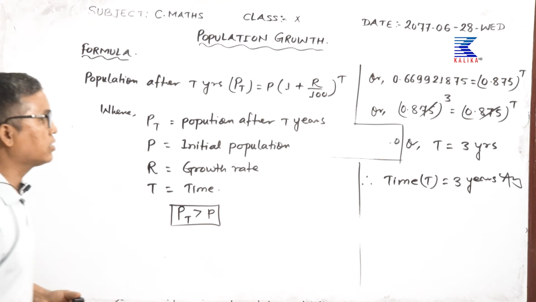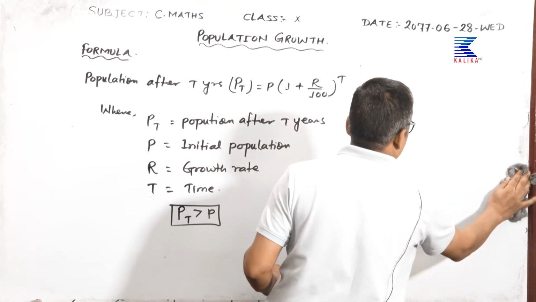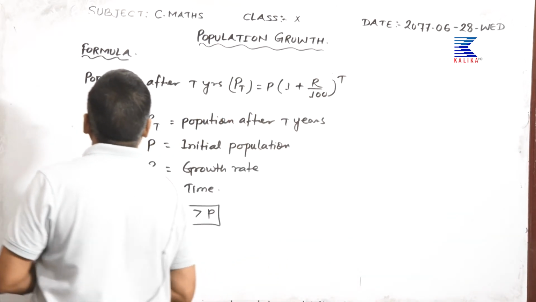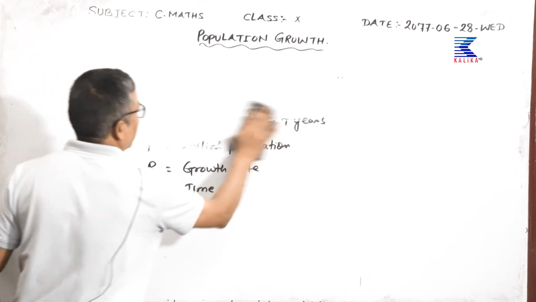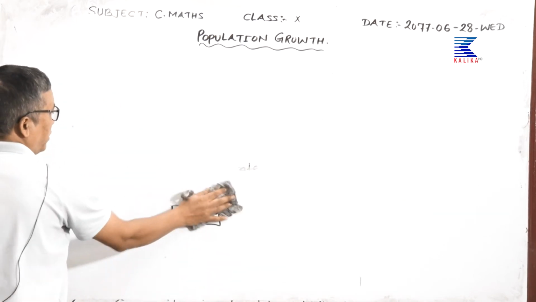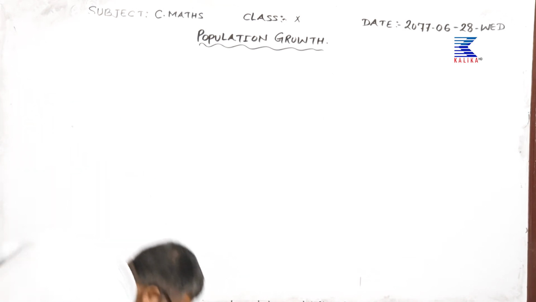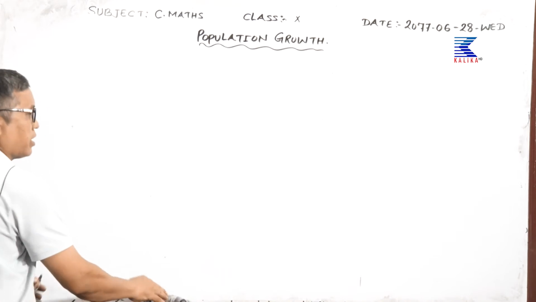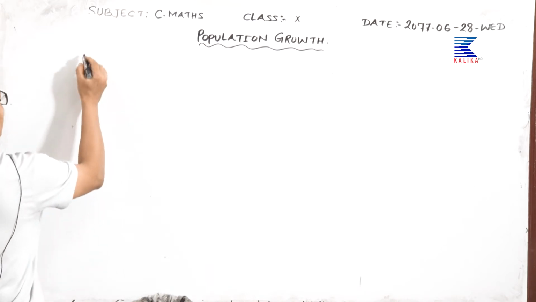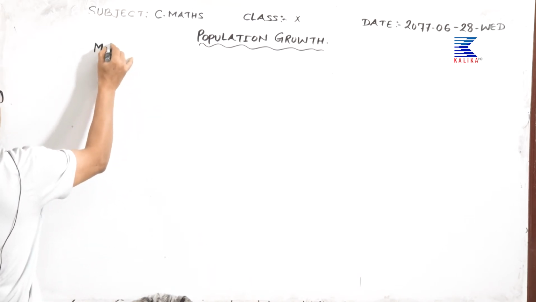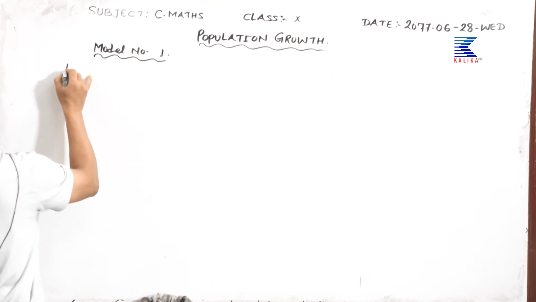Now, let us start question number 1 in model number 1. Remember this formula to find the population after t years, it is easy: Pt is equal to P (1 + r/100)^t, where P means initial population, Pt means population after t years, R means growth rate, t means time. There are 8 questions, similar to each other. Now, model number 1, question number 1.